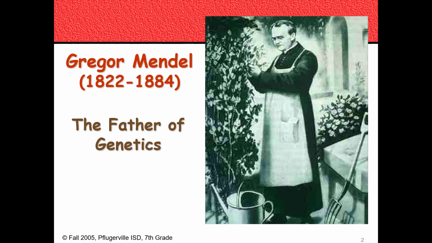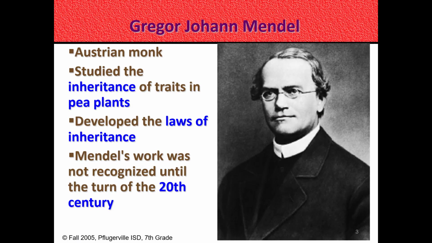And that takes us to this guy here. His name is Gregor Mendel, and he was an Austrian monk who, around about the same time as Charles Darwin, was breeding his pea plants in his monastery and discovering the rules of inheritance. So he was, like I said, Austrian, and he studied the inheritance of traits in pea plants, and he developed the laws of inheritance, and like a lot of scientists, his work was not recognized until well after his death.